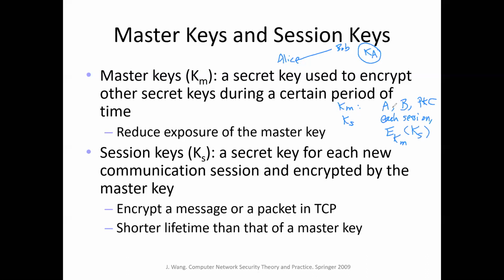Let's say A to B. This master key is valid for a working day, for instance, and KS is valid only for that particular section, such as a short conversation or just one email or sending one file. So this is one very short section that has a new key. This is the concept of master keys and section keys. The idea of doing so is to minimize the exposure of a single secret key.